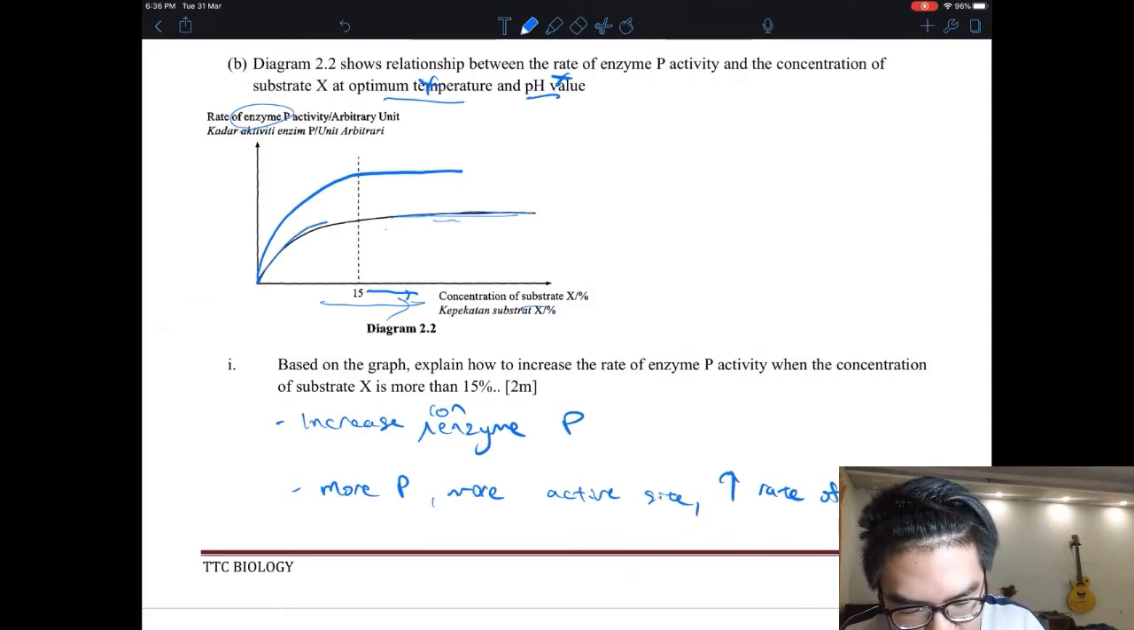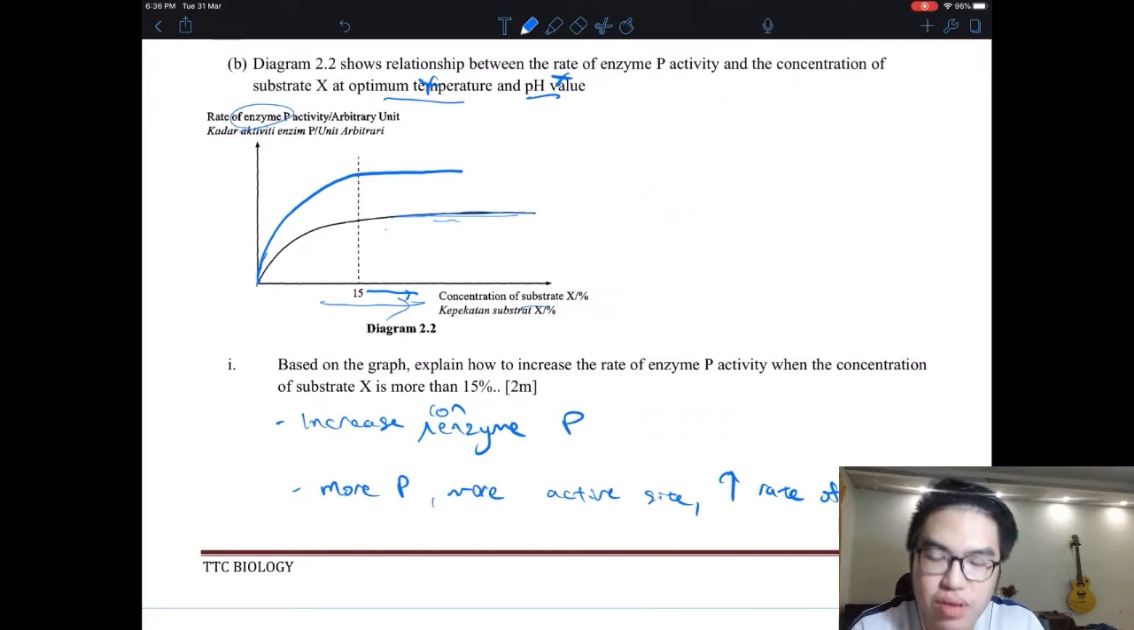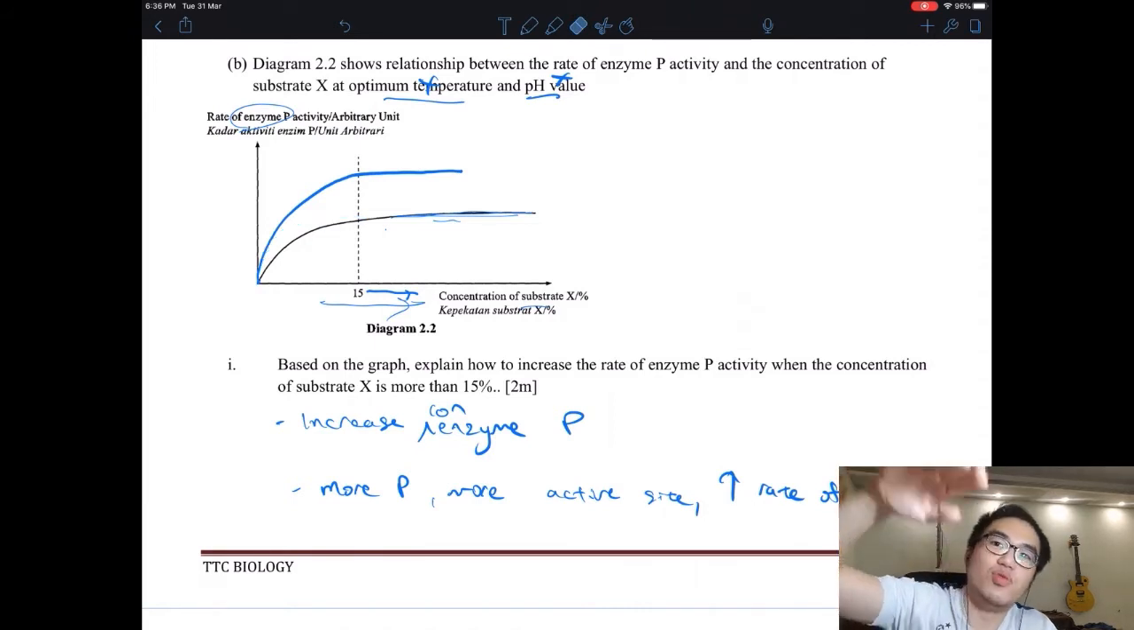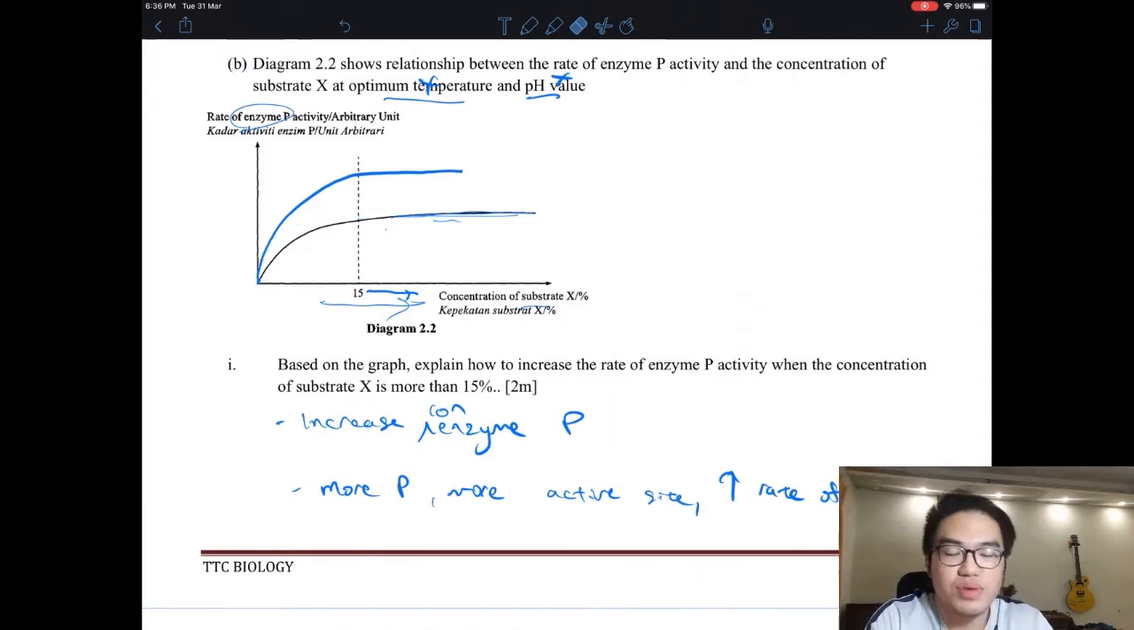A lot of students will get confused. They will draw that the reaction is going to be faster and stop early. No, because I have more enzyme, of course my rate is going to be higher, and of course I stop at a higher point because I have more enzyme. I hope this makes sense.